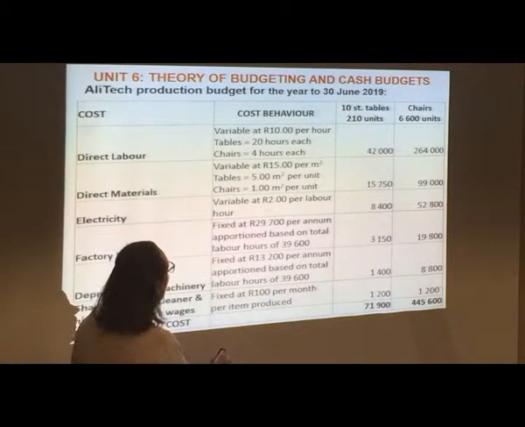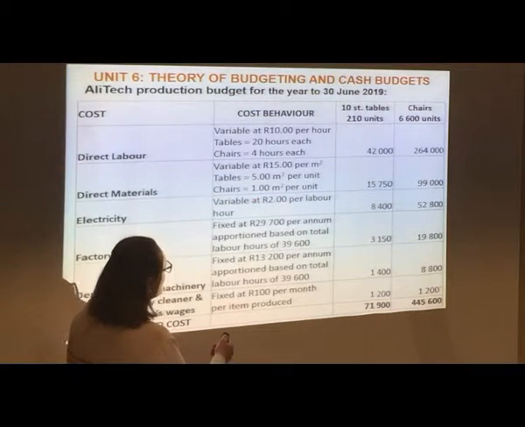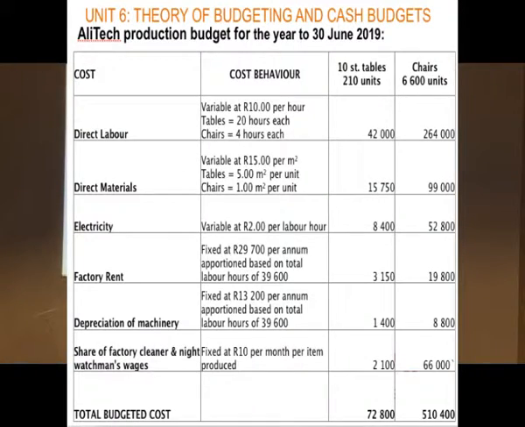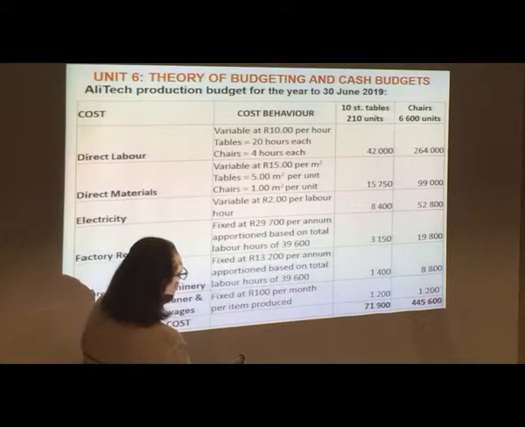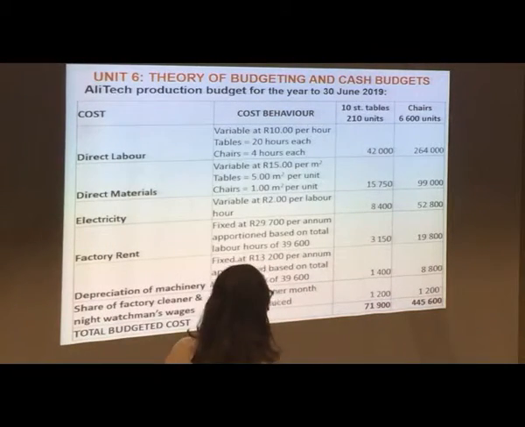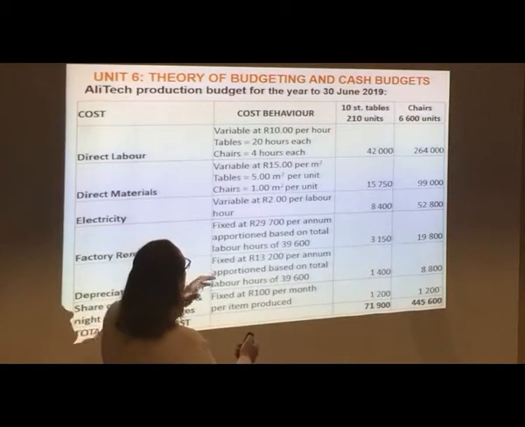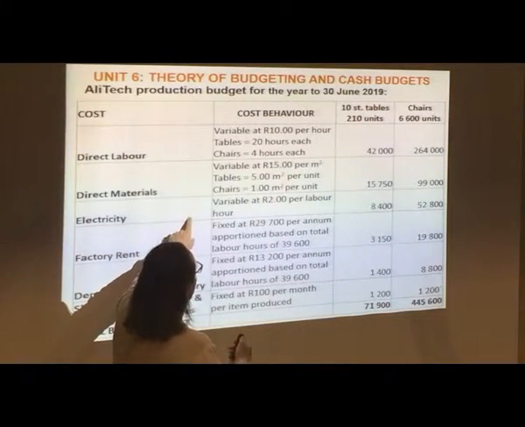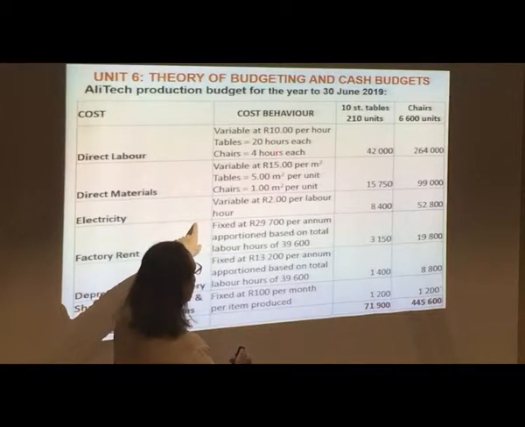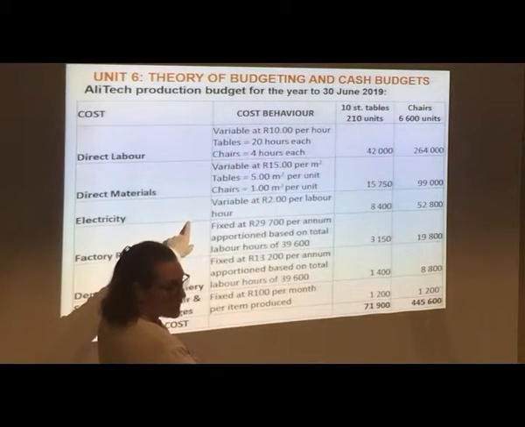Okay. Now, the electricity is based on the labor hours. So now you must take 210 times 2 Rand times 20 for this one. Sorry, did I say 210? 210 times 2 Rand times 20. Okay? And this one here is 6,600 times 2 Rand times 4. Okay?